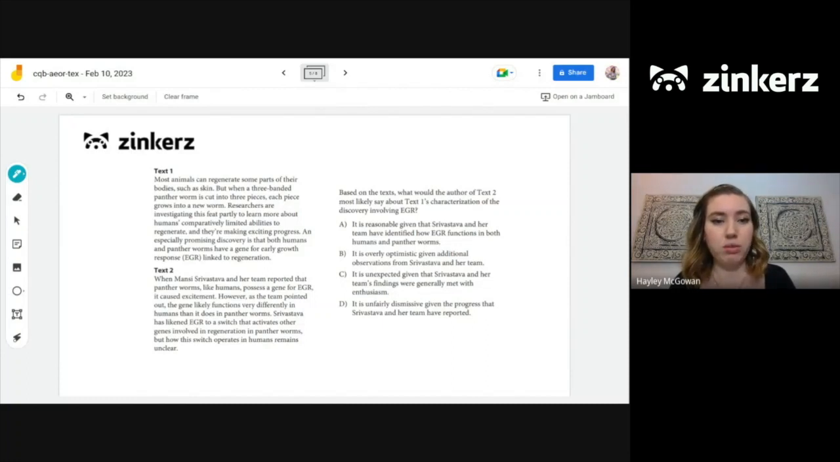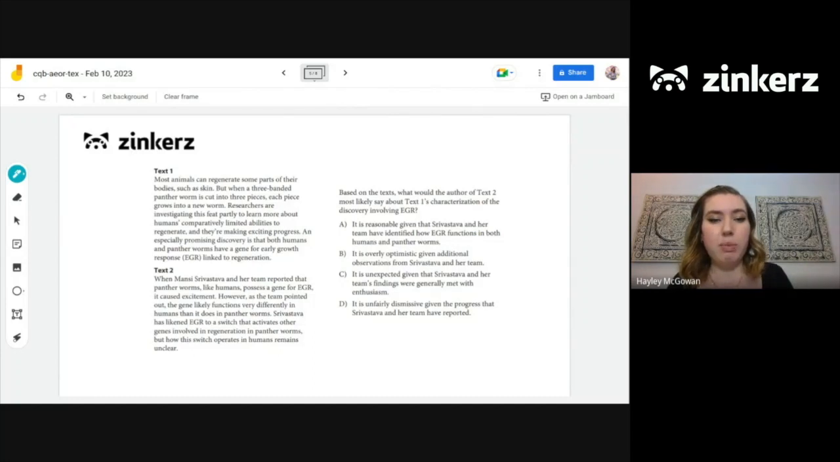When Mansi Srivastava and her team reported that panther worms, like humans, possess a gene for EGR, it caused excitement. However, as the team pointed out, the gene likely functions very differently in humans than it does in panther worms. Srivastava has likened EGR to a switch that activates other genes involved in regeneration in panther worms, but how the switch operates in humans remains unclear.